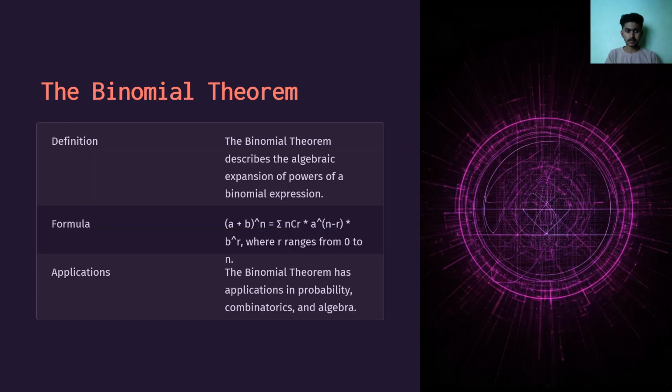The binomial theorem. Definition. The binomial theorem describes the algebraic expansion of powers of binomial expressions, and the formula is (a plus b) to the power of n equals the sum of nCr into a to the power of n minus r into b to the power of r, where r ranges from 0 to n. Applications: the binomial theorem has applications in probability, combinatorics and algebra.